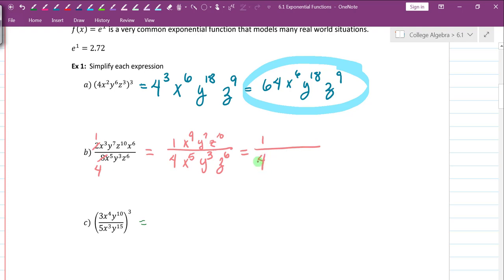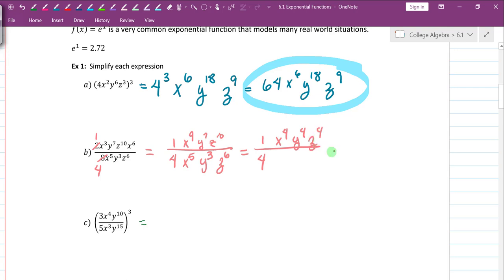Now, x to the 9th, x to the 5th. 9 is greater than 5, so the 5 is going to come up. 9 minus 5 is 4, so it's x to the 4th. My y to the 7th, y to the 3rd. 7 is greater than 3, so the 3 is going to come up. 7 minus 3 is 4, so it's going to be y to the 4th. Z to the 10th, z to the 6th. 10 minus 6 is 4, so I end up with z to the 4th.